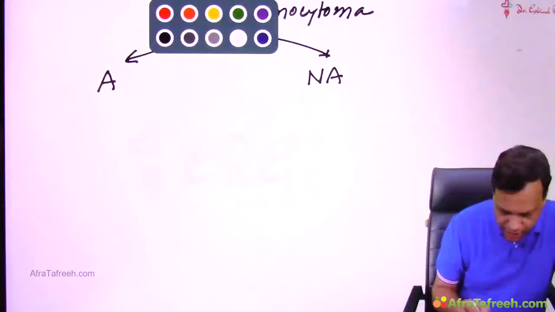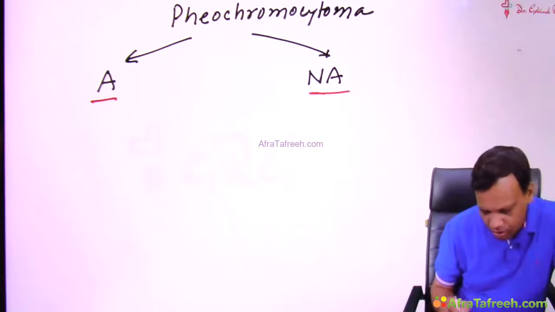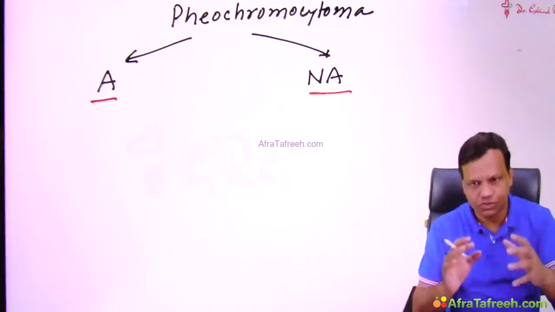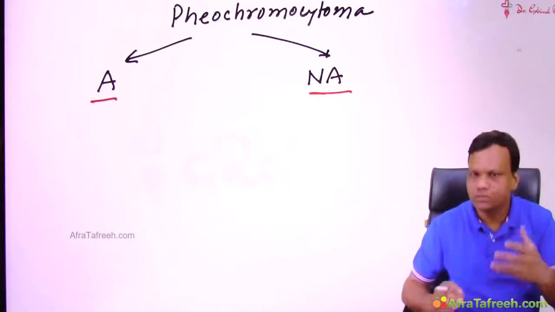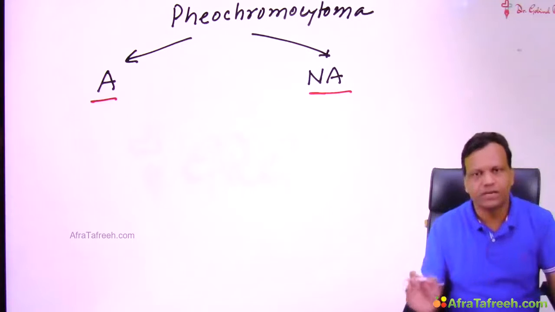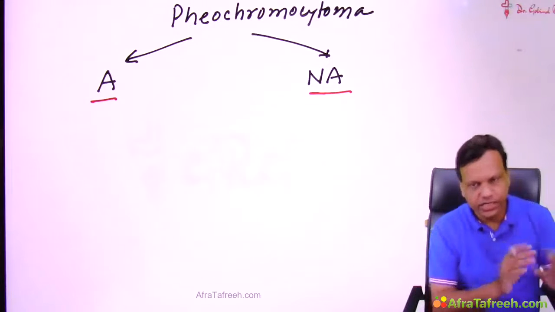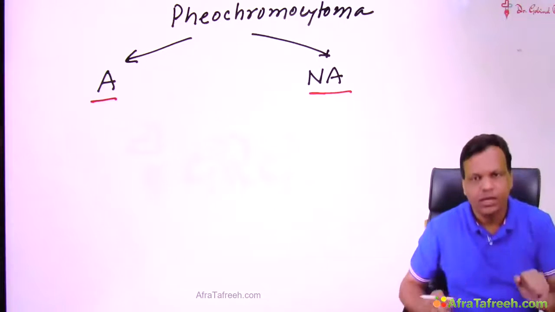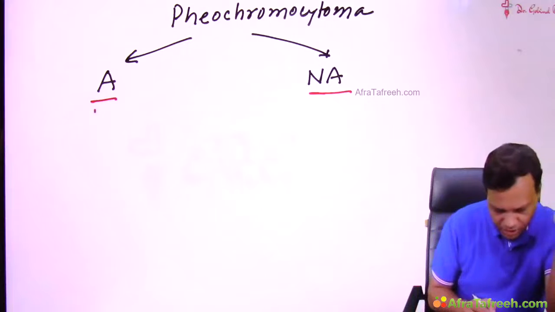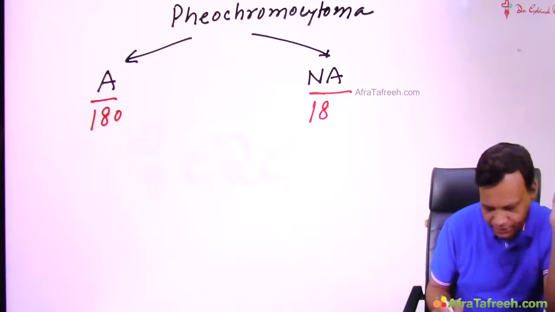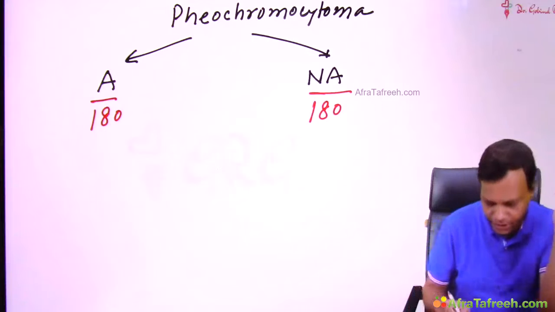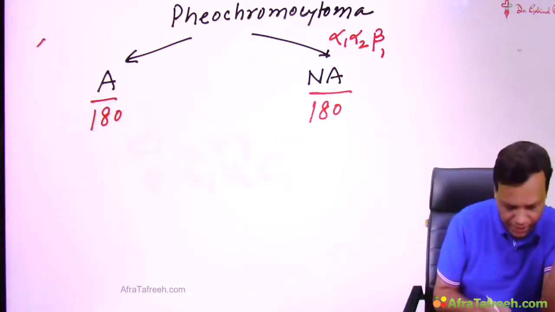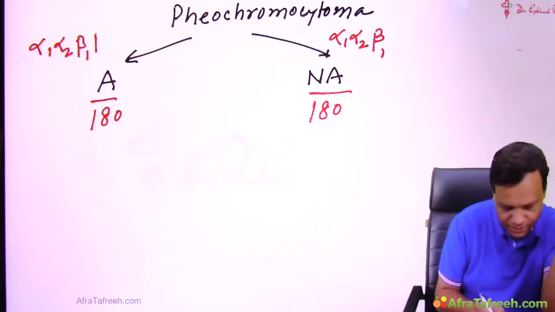Now in both cases, whether it is an adrenaline-producing or noradrenaline-producing tumor, both are sympathetic substances, both will cause vasoconstriction, both will stimulate the heart, so BP increases. So in both cases the blood pressure will be high. Suppose the person has a blood pressure of 180 here, 180 here. And we know adrenaline stimulates alpha 1, alpha 2 and beta, noradrenaline stimulates alpha 1, alpha 2 and beta 1, and adrenaline stimulates all the receptors.